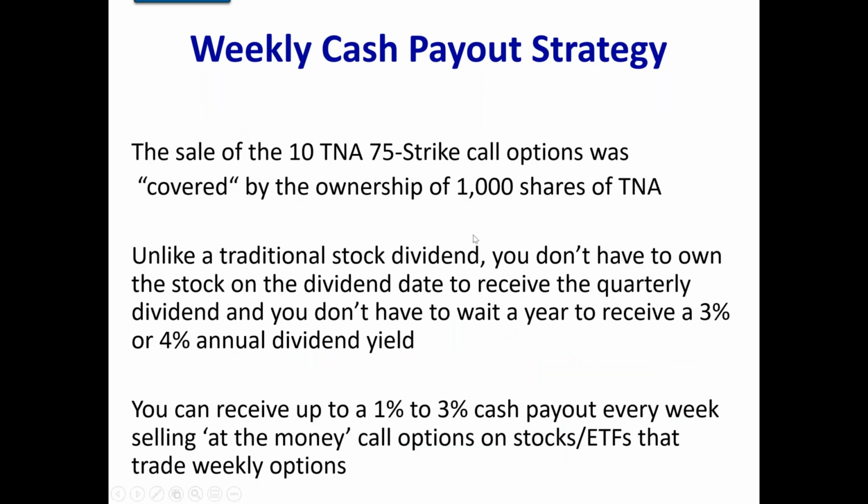Now the sale of those 10 75 strike calls was covered by the ownership of the 1,000 shares of TNA that we had in our account. And unlike a traditional stock dividend, you don't have to own the stock on the dividend date to receive the quarterly dividend, and you don't have to wait a year to receive a 3 or 4% annual dividend yield. You can receive up to 1 to 3% cash payout every week, selling at-the-money call options on stocks and ETFs that trade weekly options.